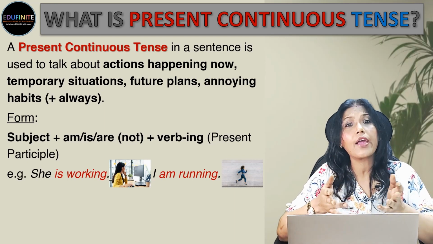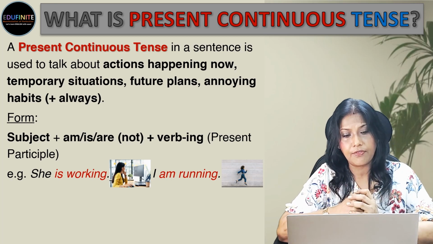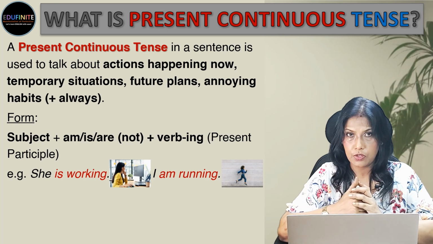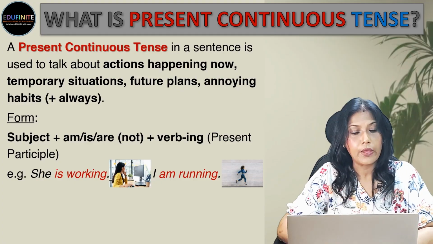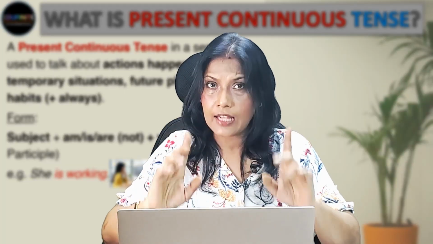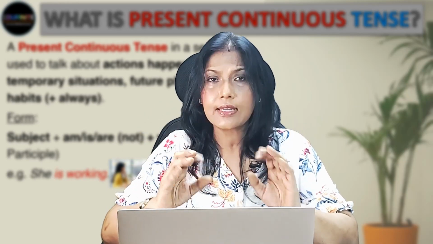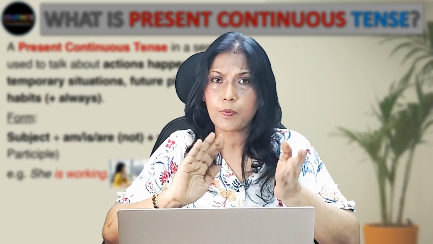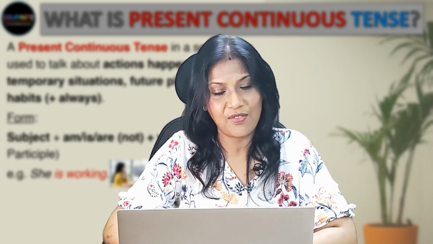And it's I am running. So it's I plus am, which is the auxiliary verb. So am, is, are are the auxiliary verbs, and running. And of course, if it's negative, then you have to use not. I am not running, or she is not working, anything of that sort. So I'm not going into all those details. I'll just focus on what is present continuous tense and what is present simple tense and their differences, like how do we use them in their respective categories. So that will be the focus of our today's video.